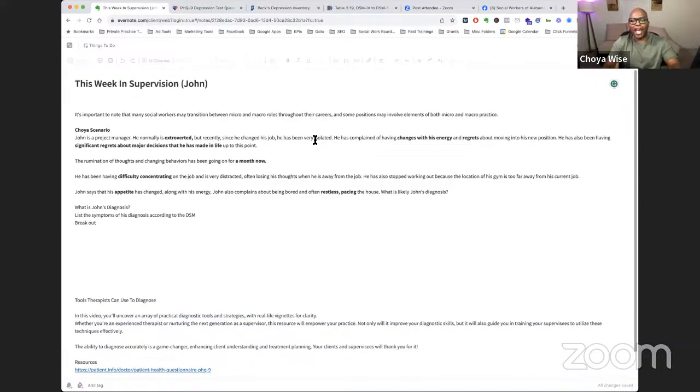Now, I want to make a point: I just came up with this scenario, the symptoms, whatever. I threw it in ChatGPT, and then it made it look good for me. So this is something that you can do. And I wanted to include a lot of the symptoms. But recently, since he changed his job, he has been very isolated. Okay, so that's telling us something. He has complained of having changes with his energy and regrets about moving into his new position.